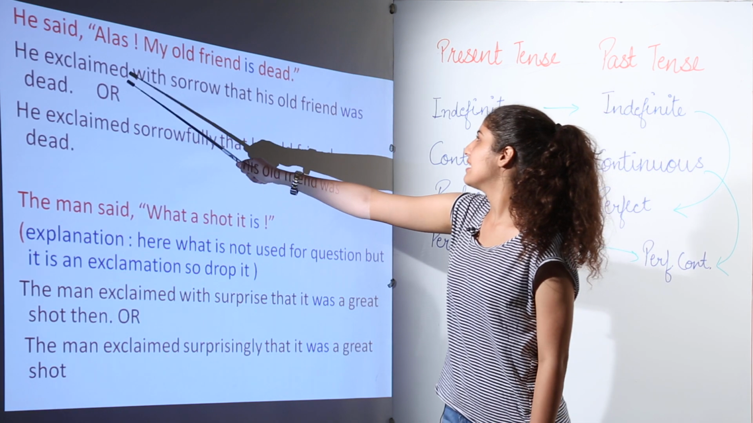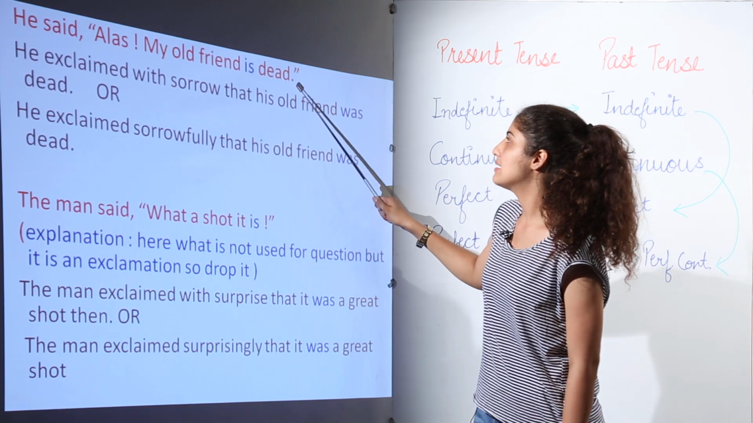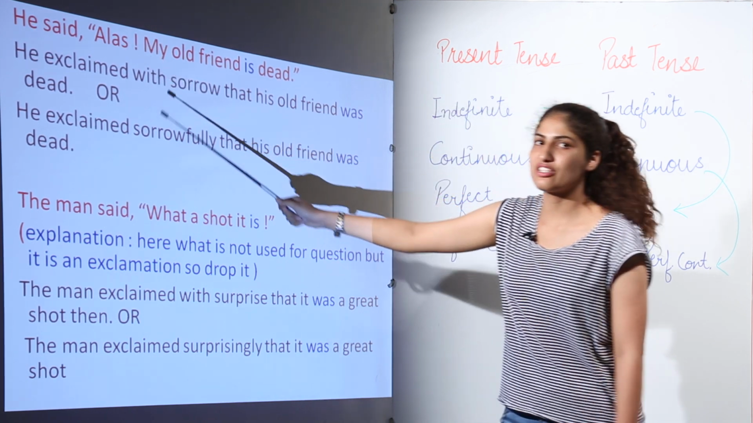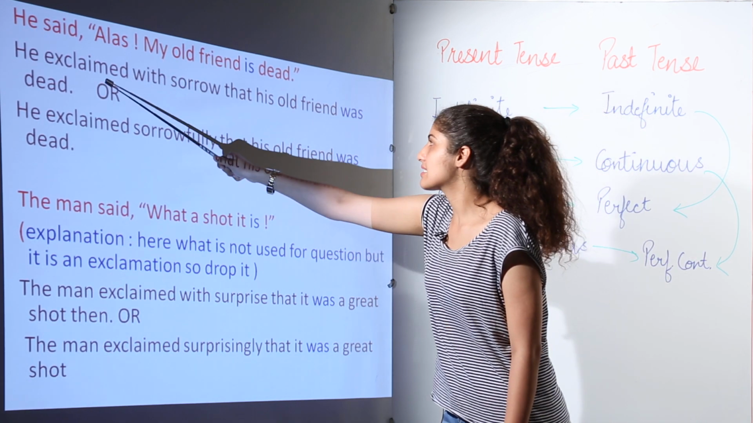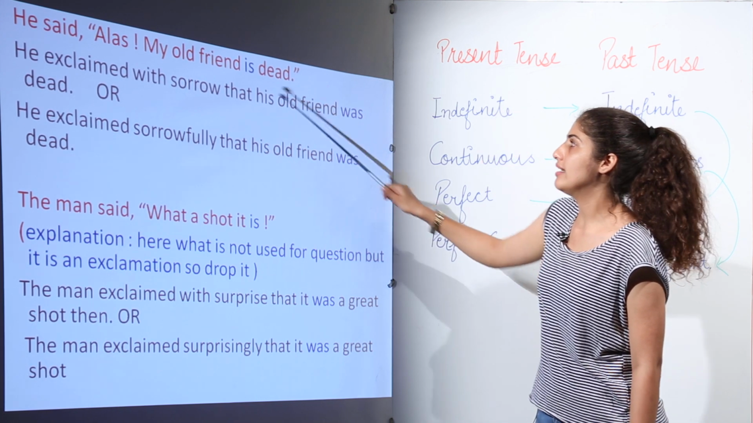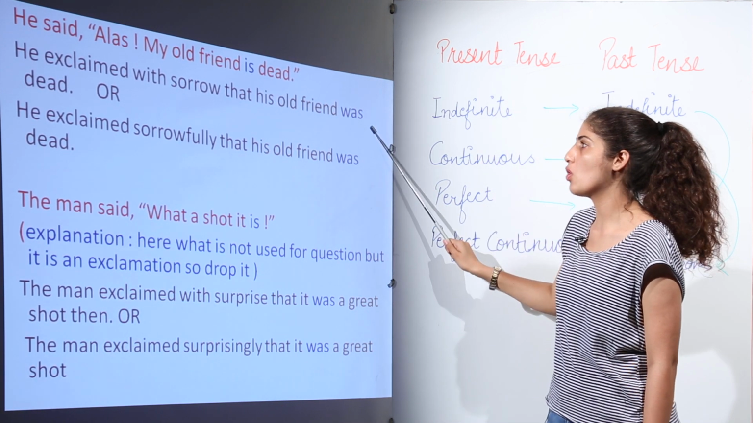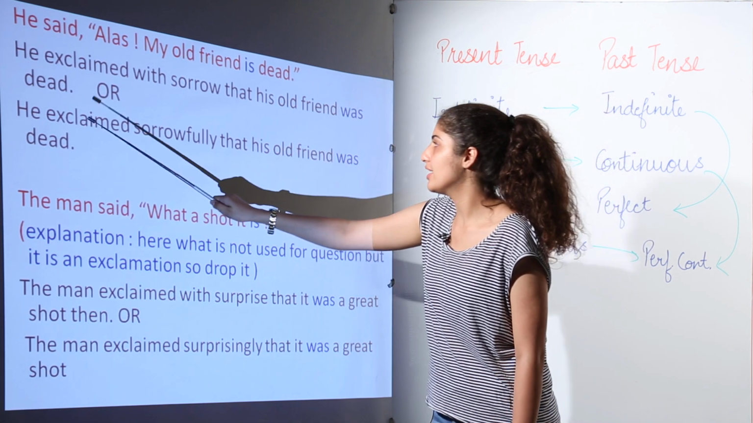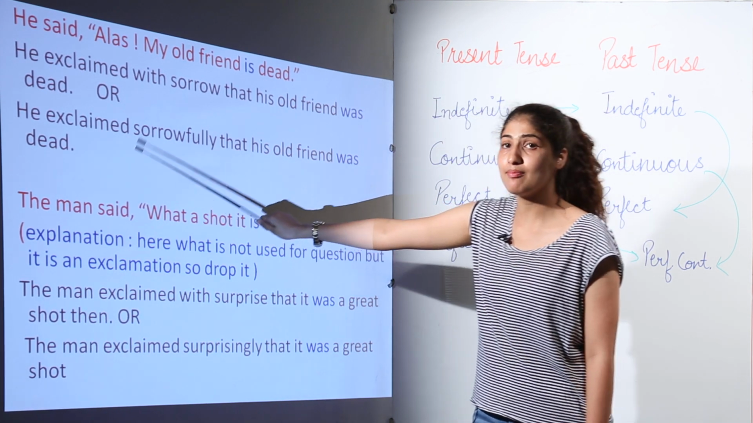Next is, he said, "Alas, my old friend is dead." Now this alas is an expression of sadness. So we'll say, he exclaimed with sorrow that, where that is the conjunction. "His old friend" will be changed into "was": his old friend was dead. Or we can say that he exclaimed sorrowfully.